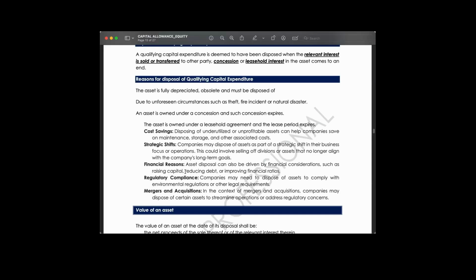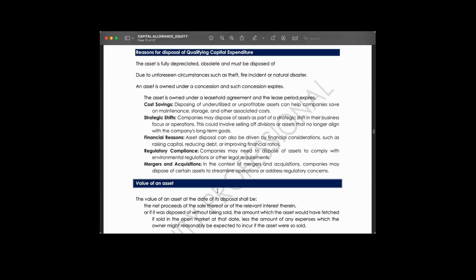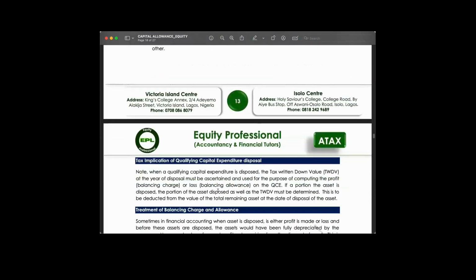It could also be for financial reasons. Maybe you need funds, you just want to dispose it. Maybe you are doing a merger and acquisition, two companies merging with another company, and you felt like, okay, let me dispose this asset. Or there is a shift in strategy of the company. The company is shifting from one strategic plan to another one. Therefore, they've decided to dispose the asset. So there could be various reasons.